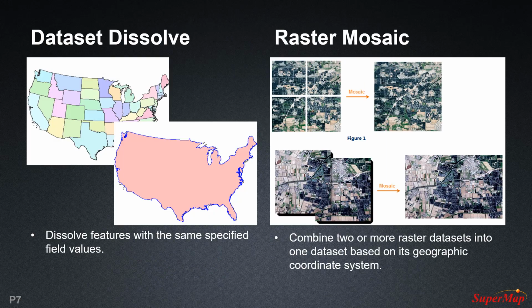Right, so what Raster Mosaic does is that, for example, we have lots of separate images that we have got from a remote sensing source, and we want to combine these into a meaningful image. And that is where Raster Mosaic comes in. It combines 2 or more raster datasets into one dataset based on its geographic coordinate system. So let's go ahead and demonstrate this.